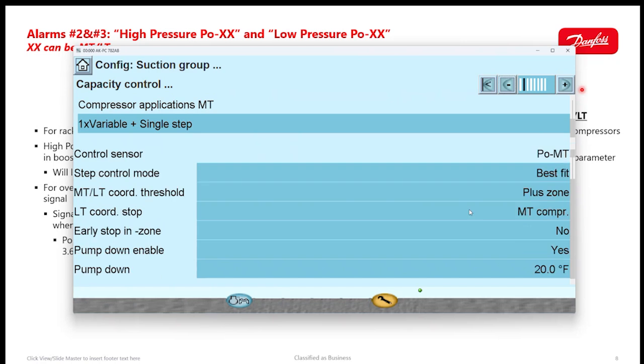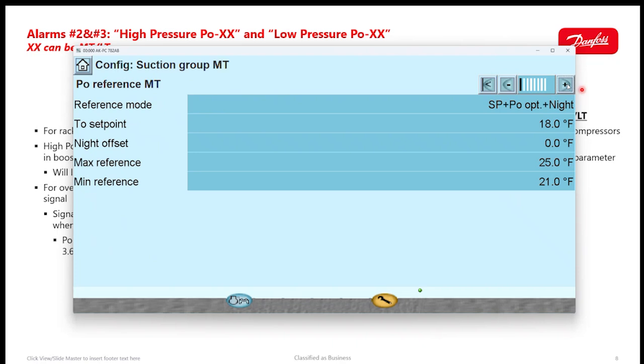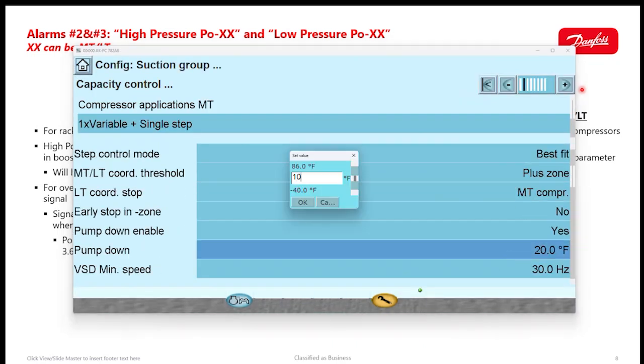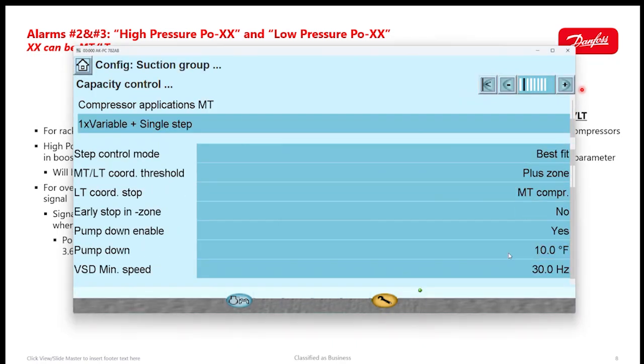So if we stay in that medium temp group and go to our second page, the pump down feature, if you recall, was the setting that allows the group to run a little bit below what our normal set point is. So if I have an 18-degree set point on my rack or for my medium temp suction, then maybe I want to allow it to run down to 10 degrees saturated just to keep the compressor, the lead compressor, running at minimum speed a bit longer.